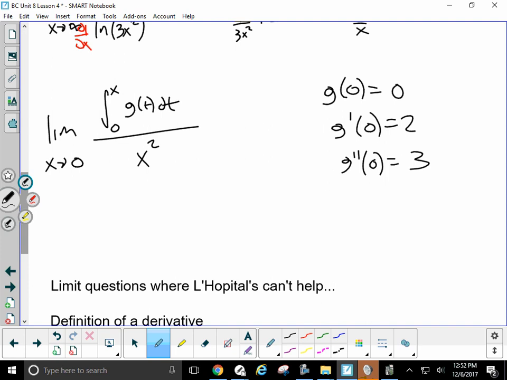I plug in 0 and I get the integral from 0 to 0 of g. Well, I know that's 0. The integral from a to a of anything is 0. And I know if I plug in 0 into x squared, I get 0. So I get 0 over 0. What should I do now? Take the derivative of the top and the bottom, and then try plugging in 0.